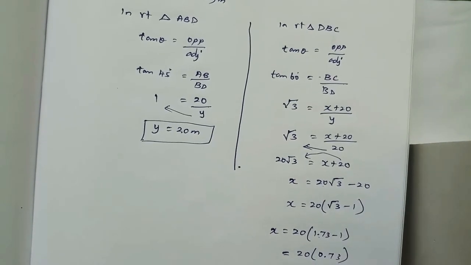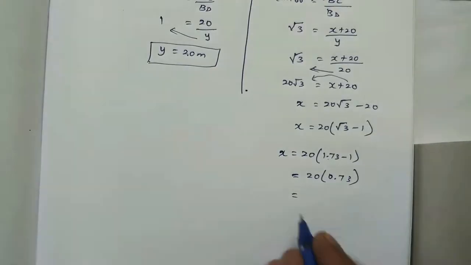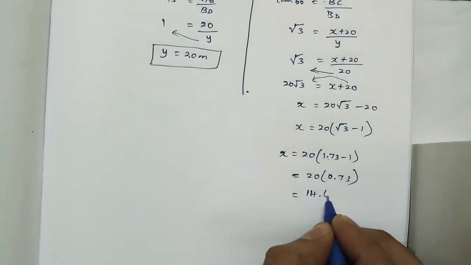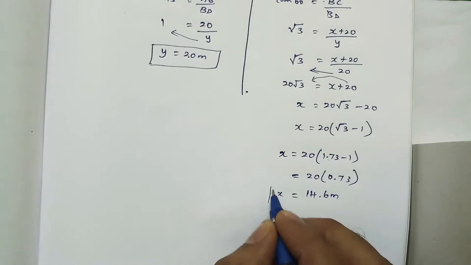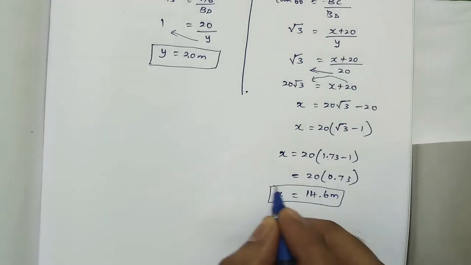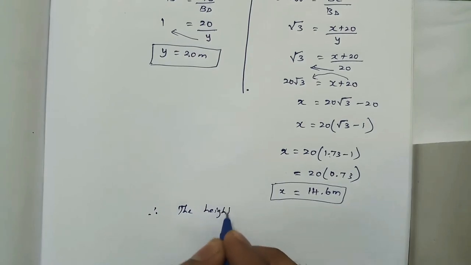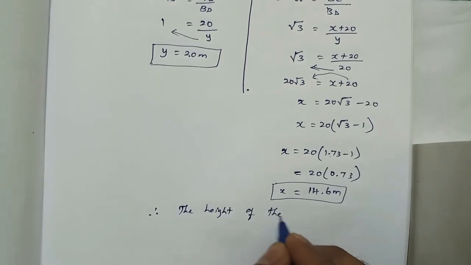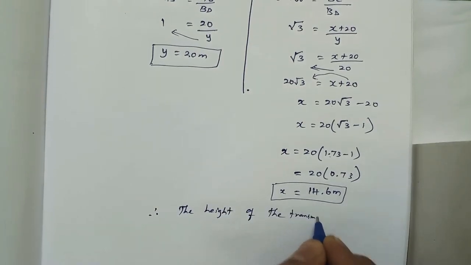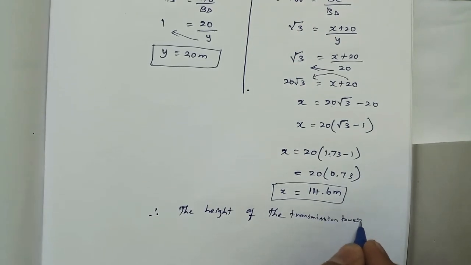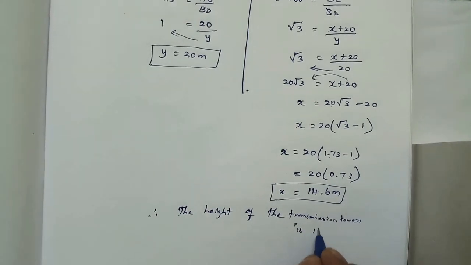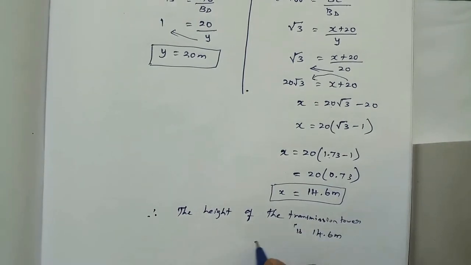While we are multiplying, what is the value? 14.6 meter. X is equal to 14.6 meter. Therefore, the height of the transmission tower. That is very important. The height of the transmission tower is 14.6 meter.